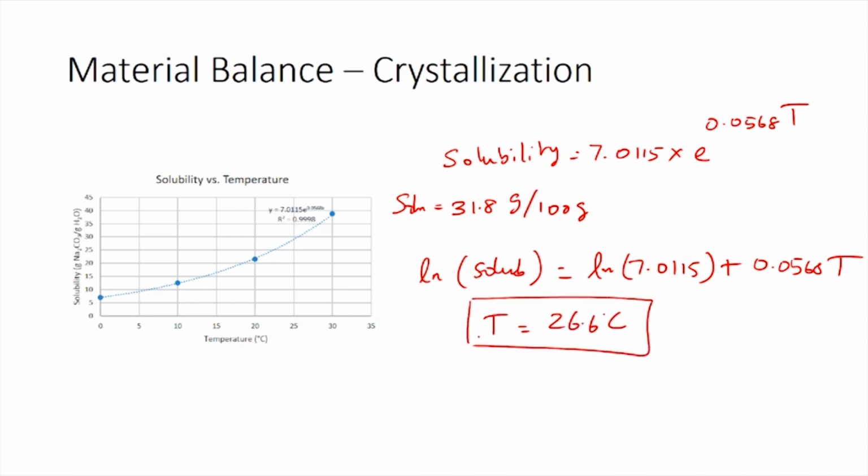By cooling the temperature of the stream entering at 30 degrees Celsius to 26.6 degrees Celsius, we can actually crystallize 3000 kilograms of Na2CO3 10H2O crystals. So, with that, we will conclude the lectures for today. I hope you have understood the principles of distillation and crystallizer.